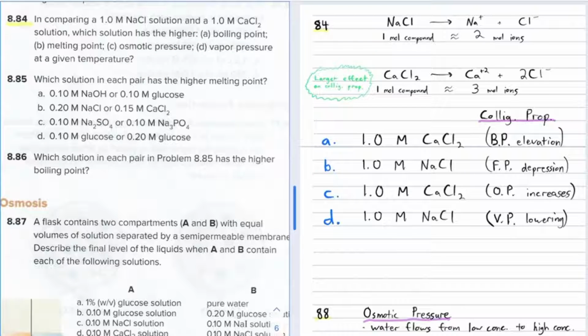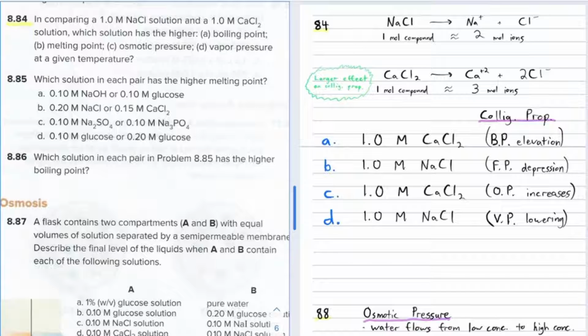So what happens to the boiling point is it increases when there are solute particles. The melting point actually decreases, the osmotic pressure increases, and the vapor pressure decreases. Those are the 4 colligative properties. So let me write this down.